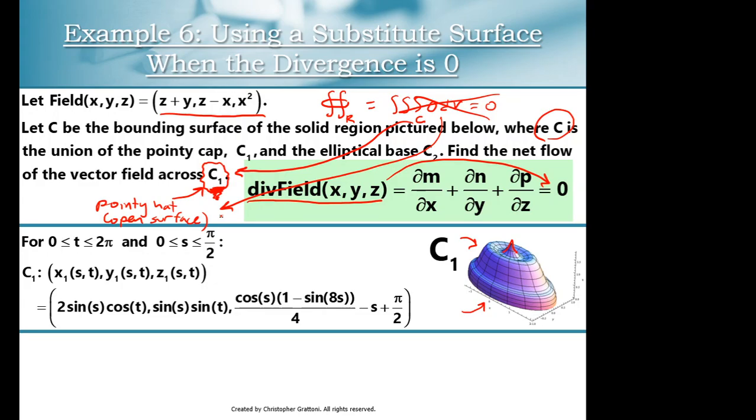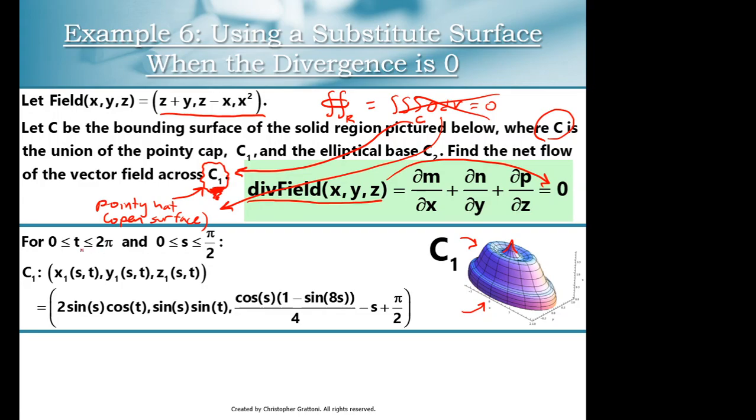Anyway, here's the trick though. We could try to take advantage of the fact that the divergence of our vector field equals 0, and we are actually able to make a closed surface. It's not the surface we want the flow across for, but we can make a closed surface using C1 and C2. Let me show you C2.